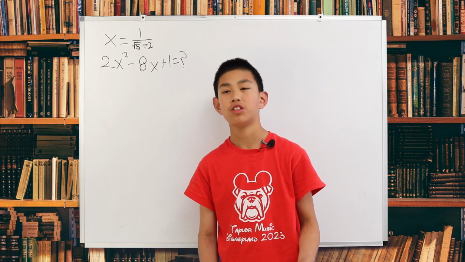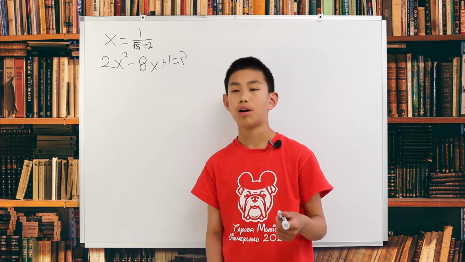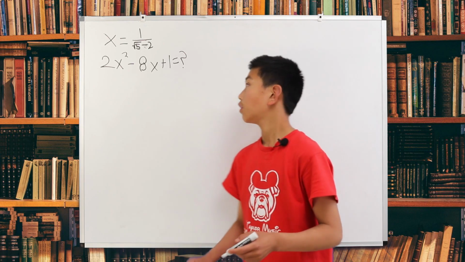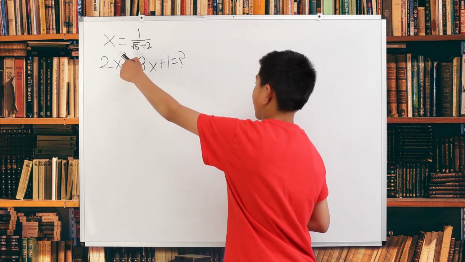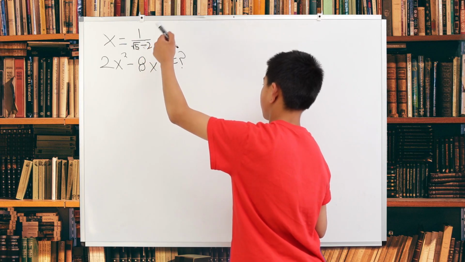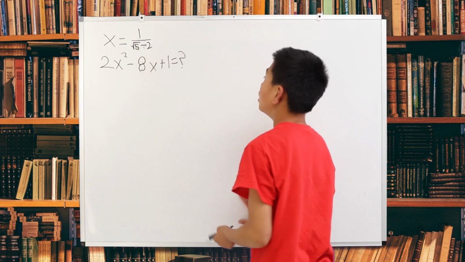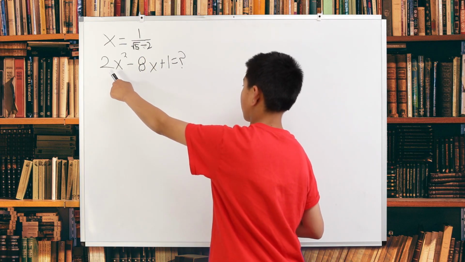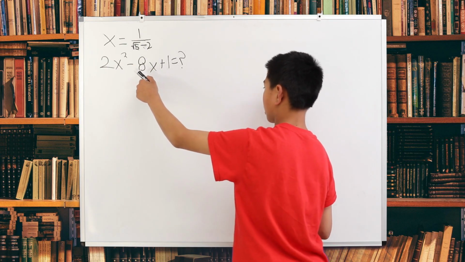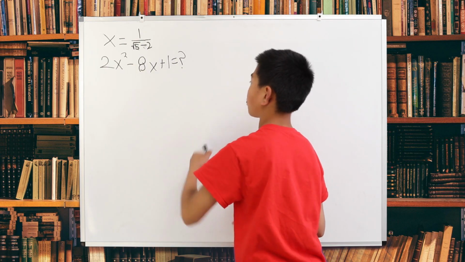Today we're presented with another math problem we have to solve. So the problem is x is equal to 1 over the square root of 5 minus 2, and we have to solve for 2x squared minus 8x plus 1.